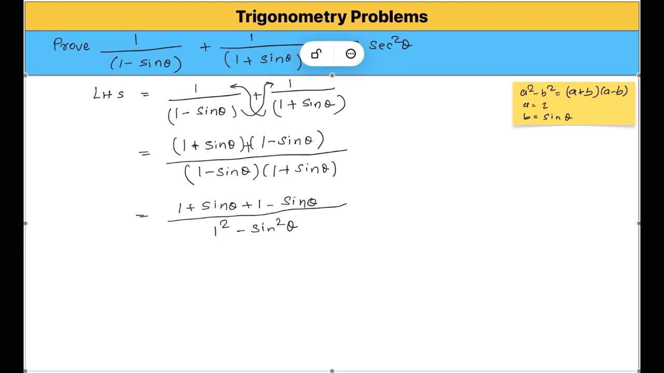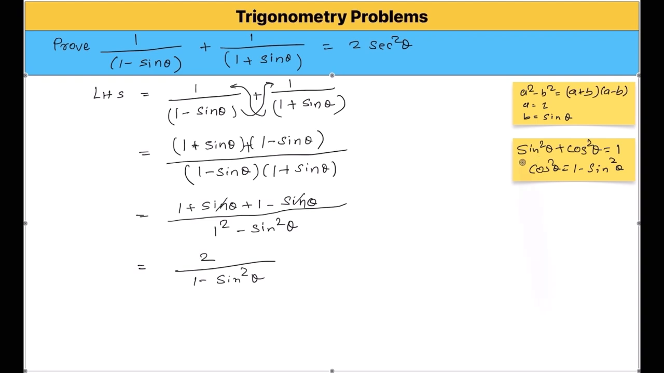So what we get is 1 plus sine theta plus 1 minus sine theta upon 1 square minus sine square theta. Simplifying it, sine theta plus and minus gets cancelled out. We get 1 plus 1, 2 upon 1 square is 1 minus sine square theta as it is. We have seen previously sine square theta plus cos square theta is equal to 1. So cos square theta is equal to 1 minus sine square theta. So we can replace this 1 minus sine square theta by cos square theta. So we get 2 upon cos square theta.